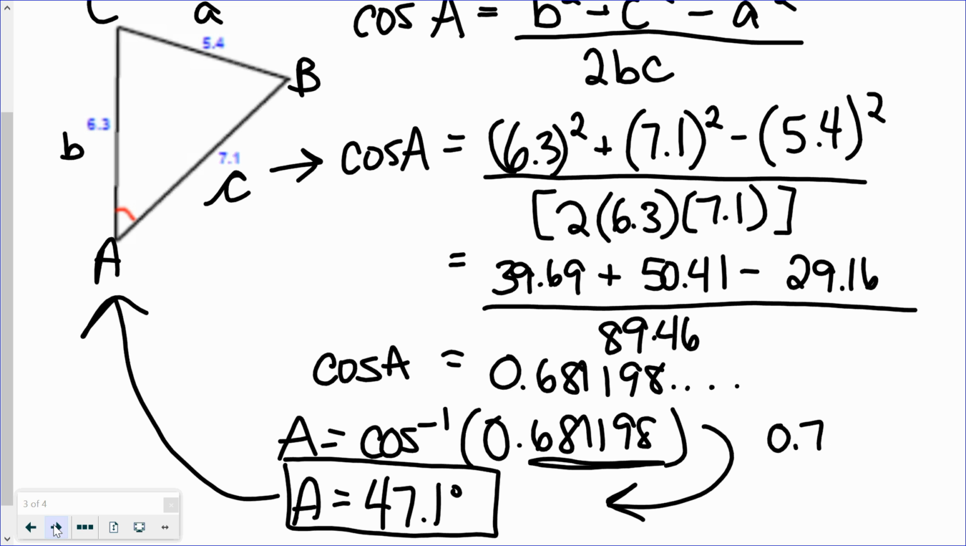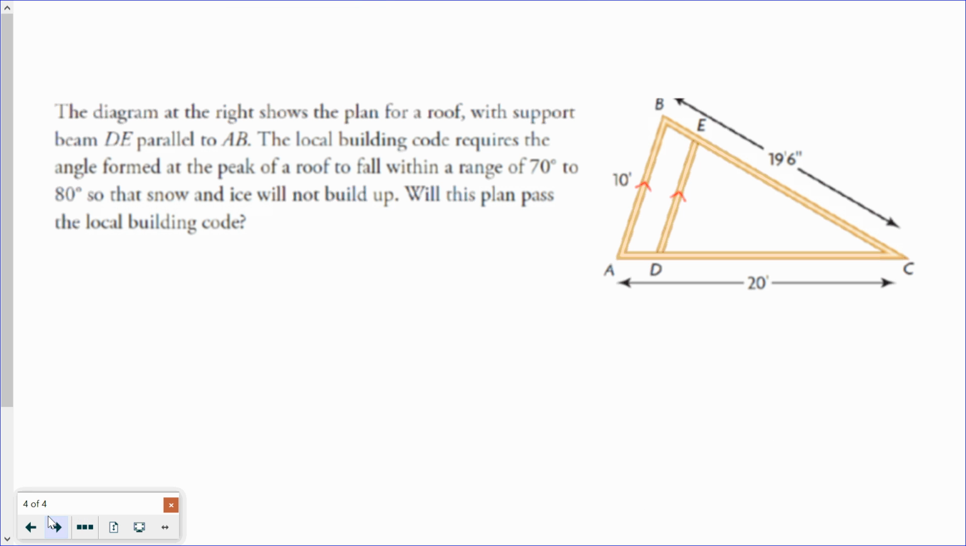All right. One more. This question kind of annoys me sometimes. It says the diagram at the right shows the plan for a roof with support beam DE parallel to AB. The local building code requires that the angle formed at the peak of a roof to fall within the range of 70 to 80 degrees so that the snow and ice will not build up. Will this plan pass the local building code?